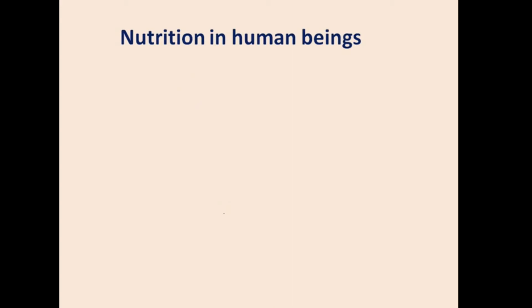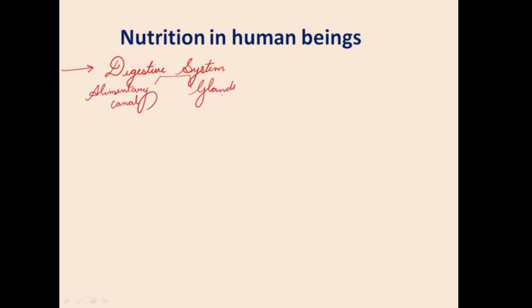Nutrition in human beings. In human beings, where does nutrition take place? Let us understand some key features of nutrition in human beings. First, where does it take place? It takes place in the digestive system, and this digestive system consists of the alimentary canal and glands. Glands produce enzymes which break down the complex food into smaller molecules.